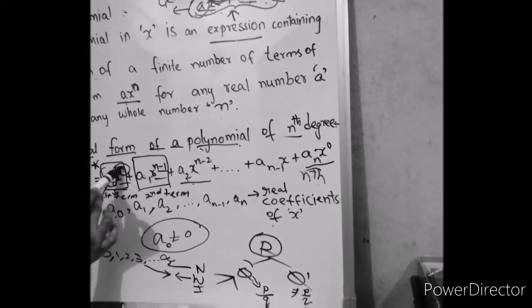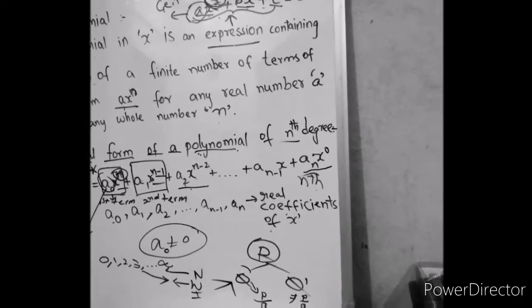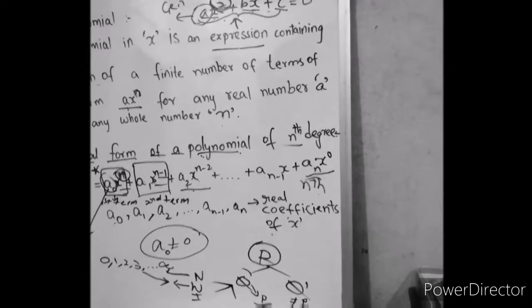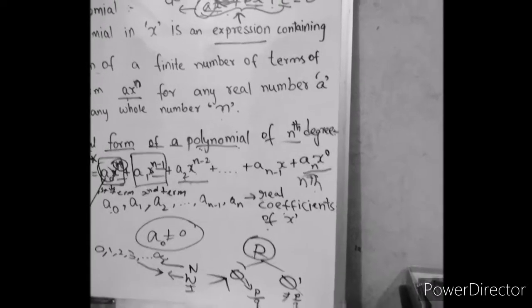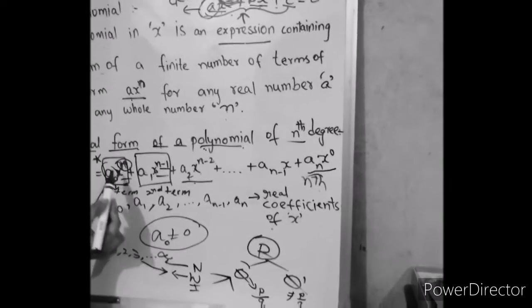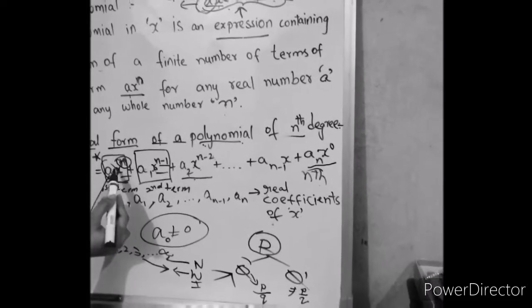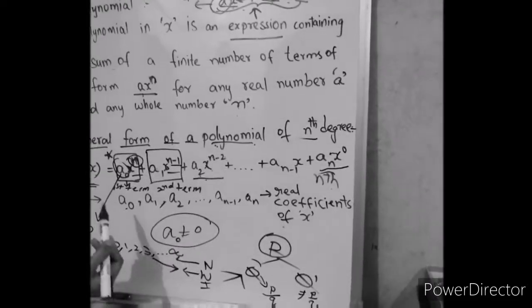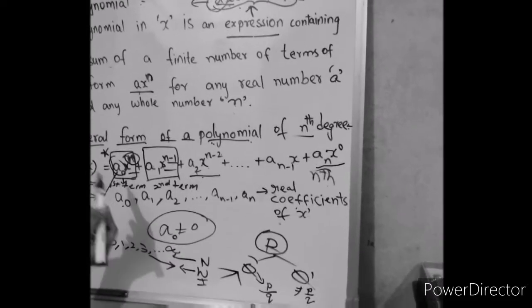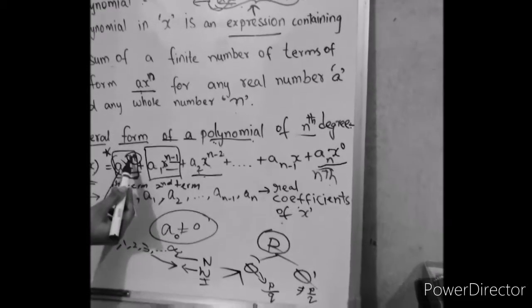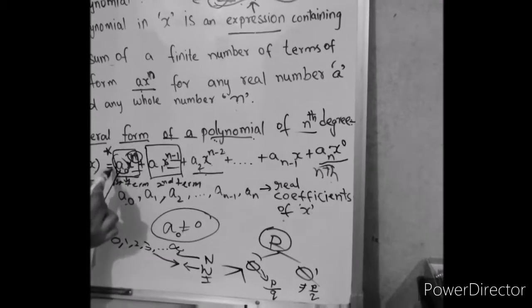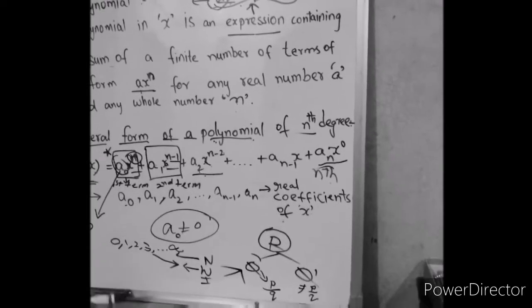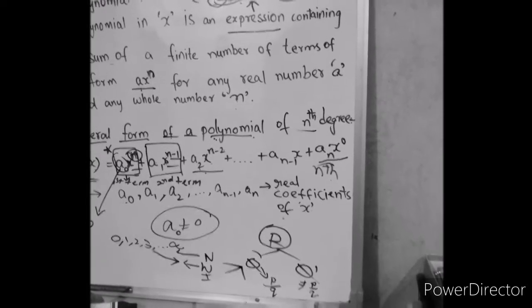Here I want to mention one more thing. The highest power in this expression is called the degree of the polynomial. In this particular expression of the polynomial, n is the degree of the polynomial, because the x power n term is the term consisting of the highest power, or degree. A naught, the coefficient of x power n, must not be equal to 0.